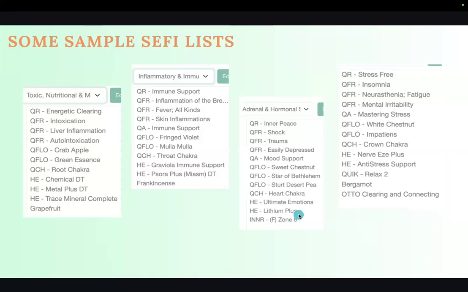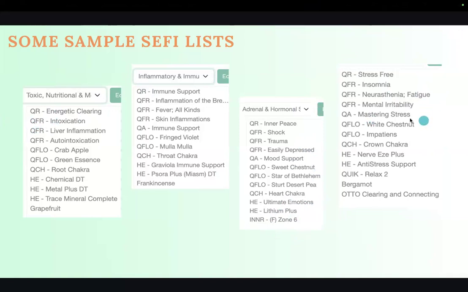Adrenal and hormone support, inner peace, shock, trauma, easily depressed, mood support, sweet chestnut, Star of Bethlehem, Sturt Desert Pea, heart chakra, ultimate emotions, lithium plus, and then an inner voice, zone 6. You can take screenshots of these or I can share them later as well if you would like. And then the last one, I can't remember what I called that one, but it's more just your overall stress one. I'm trying to move us around here. Sorry. All right, so stress-free, insomnia. So this is sleep as well.